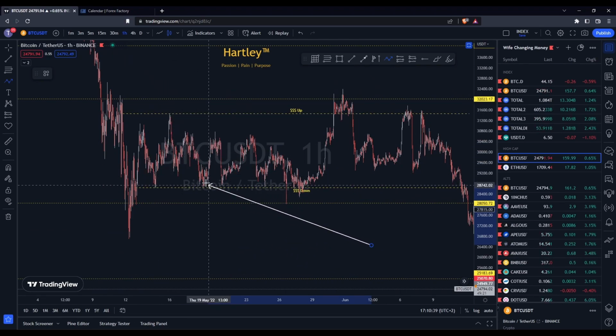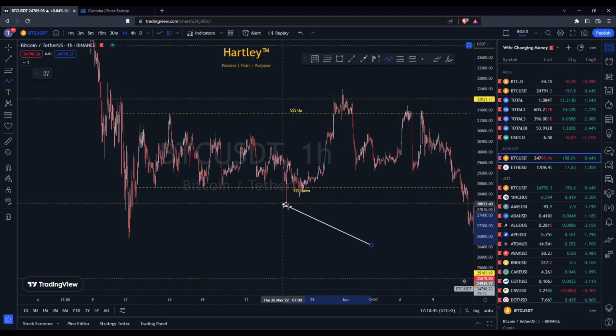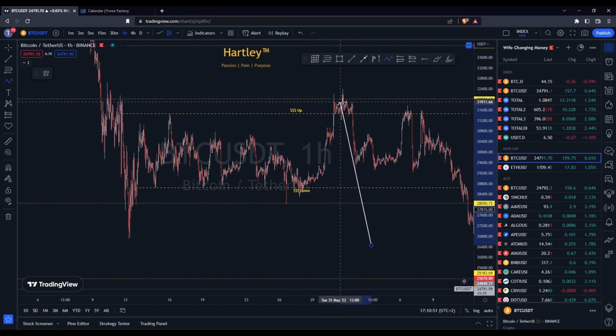You couldn't buy there, you would have bought over here, but price never went back up to this area at the top, so you might have gotten stopped out with this wick over here, and then we came down, wicked beneath it again, then we went up to the top range. And if you shorted this top range, you might have gotten stopped out because this wick did go up quite high.